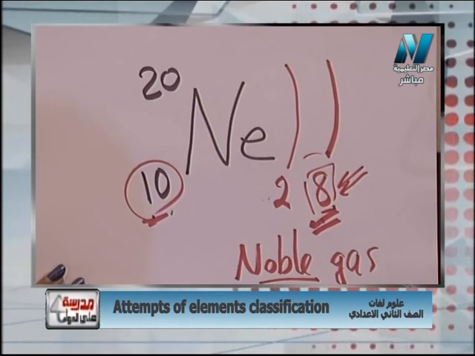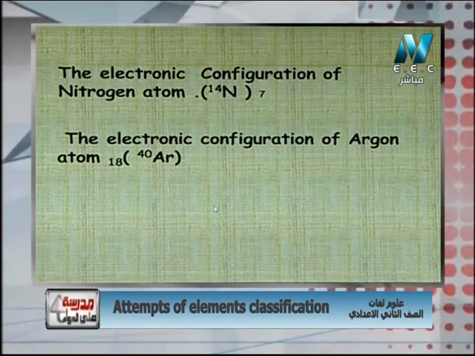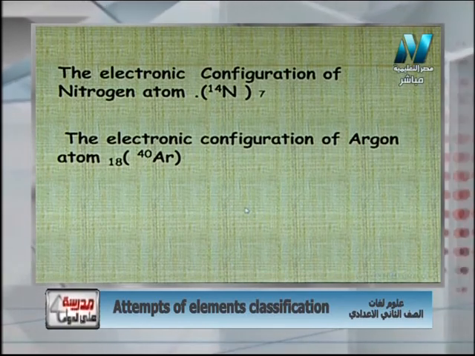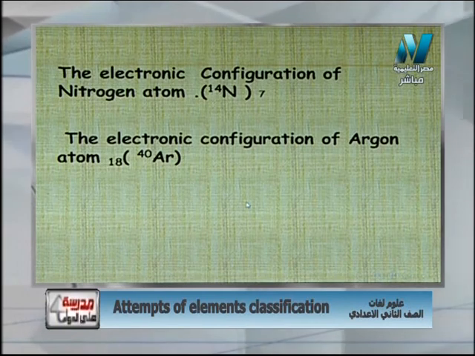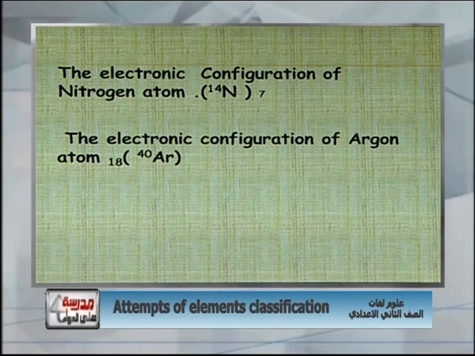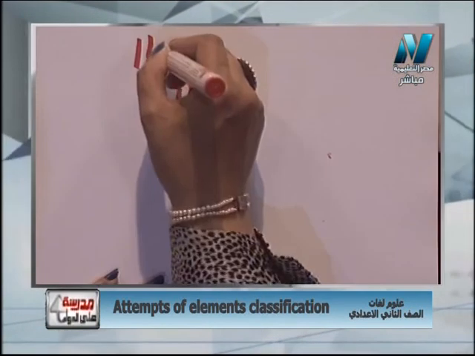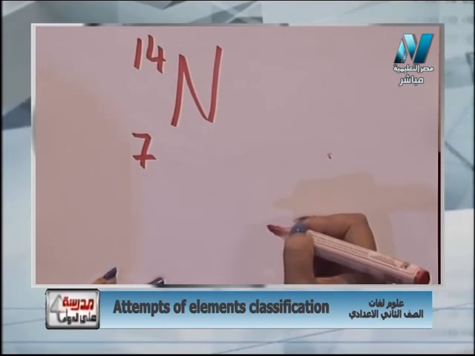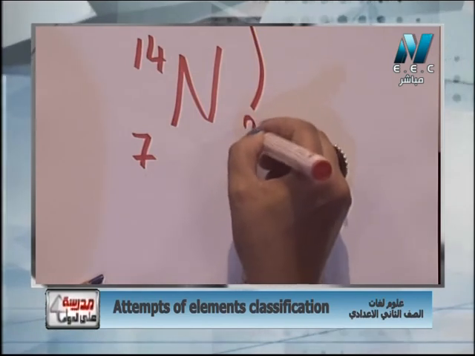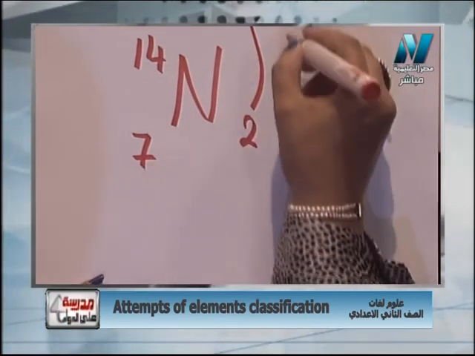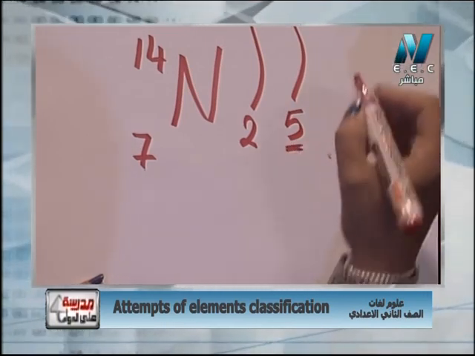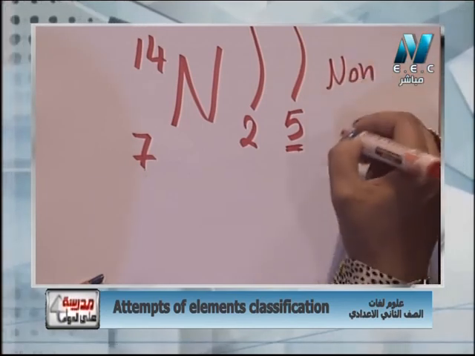Okay, let's see together another example. This is the electronic configuration of nitrogen 14,7 and argon 18. Let's do it together on the paper. As we see, nitrogen: 14 is the mass number and 7 is the atomic number. Configuration: 2, and 7 leaves a remainder of 5. Okay, here it is more than 4, so it will be a non-metal.